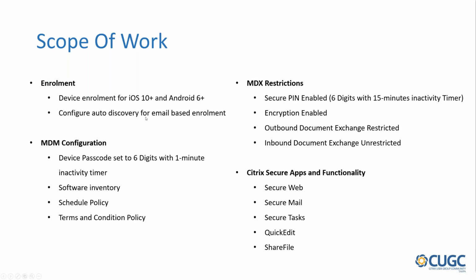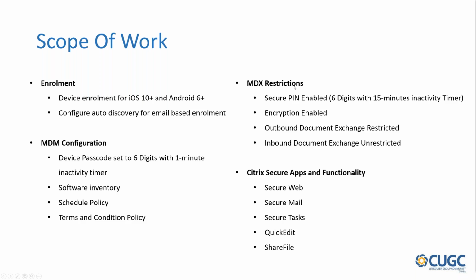You will configure AutoDiscovery for email-based enrollment. It's always appreciated by the customer that users can enroll the device with an email address instead of the FQDN of the XMS server. Then you will have the MDM configuration, a basic one. I mean, a device passcode set to 6 digits with a 1 minute inactivity timer, a software inventory, a scheduled policy, and a terms and conditions policy, explaining to the customer that they will enroll in XenMobile, and the device will be managed with some settings applied. Typically, this is why we set terms and conditions.